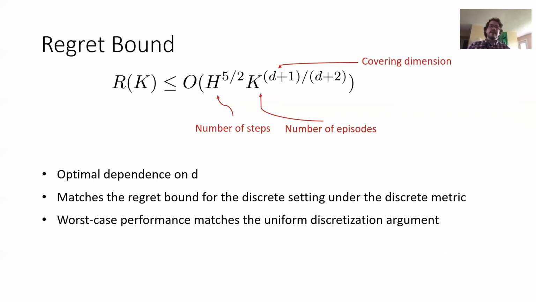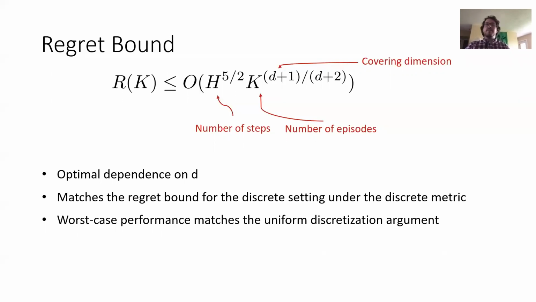What is nice about our algorithm is that we show that we have the optimal dependence on the covering dimension by mapping it to lower bounds from contextual bandits. Moreover, we match the regret bound for the discrete setting where you use a discrete metric on the space, and the algorithm matches our intuition where the worst case performance matches the uniform discretization argument.